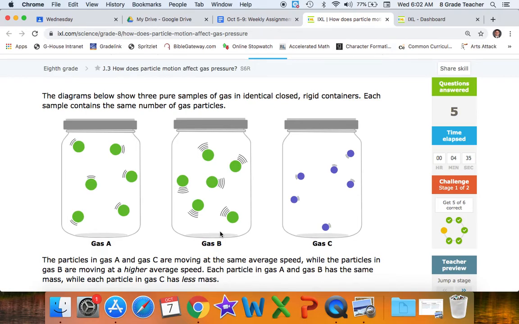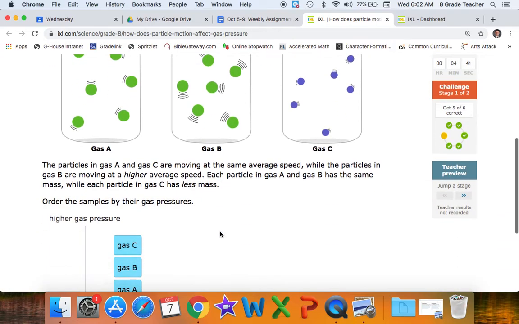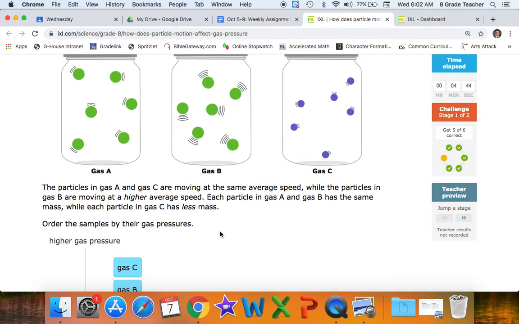The diagram below shows 3 pure samples of identical gas in these closed containers. Each sample contains the same number of gas particles. The particles in gas A and C are moving at the same average speed, while the particles in gas B are moving at a higher average speed. Each particle in gas A and B has the same mass, while each particle in gas C has less mass.